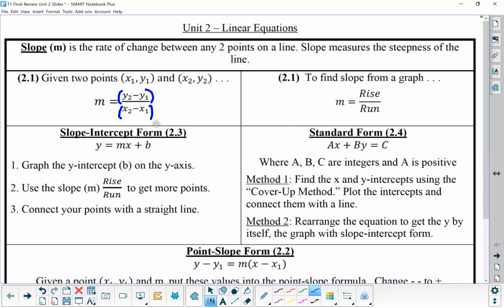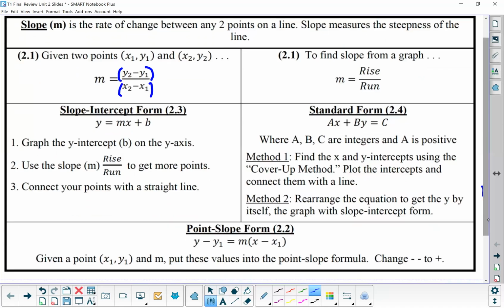If we have a graph, you could do the same thing with a graph. Find 2 points, difference in the y values divided by difference in the x values. Or you could find 2 points and just count how much you go up, the rise, and then how much you go over, the run. Rise divided by run is another way to find slope. Once we know slope and we know some other things, we can calculate or we can write an equation.